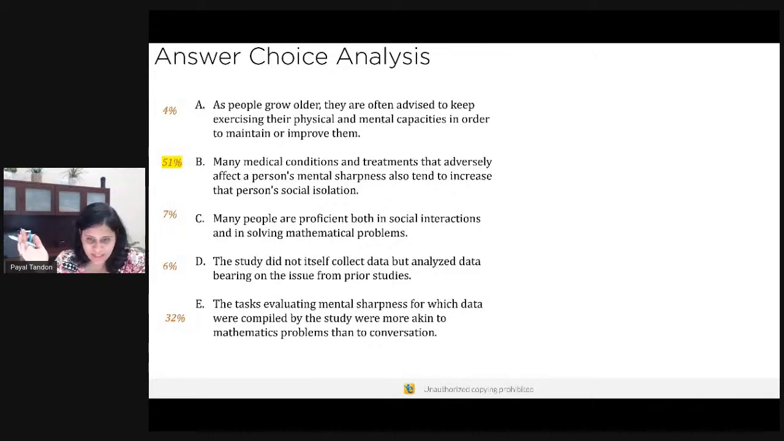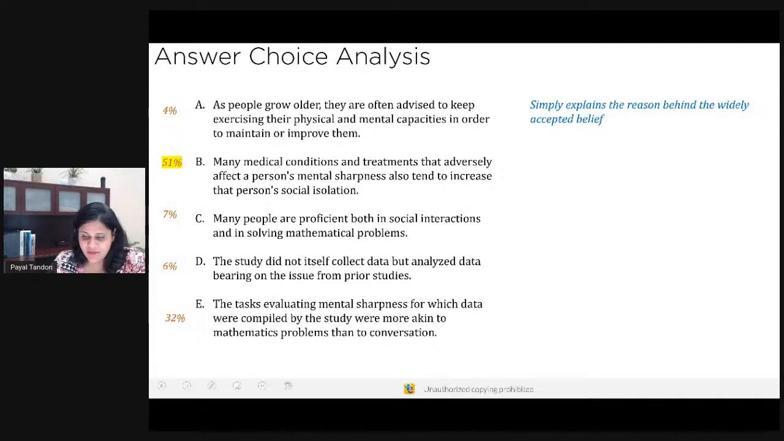Choice A, nobody selected that. Again, all choice A is saying is that as people grow older, they are often advised to keep exercising their physical and mental capacities in order to maintain or improve them. Over here, it's simply explaining the reason behind the generally accepted view. So there's nothing new that the author is telling us.